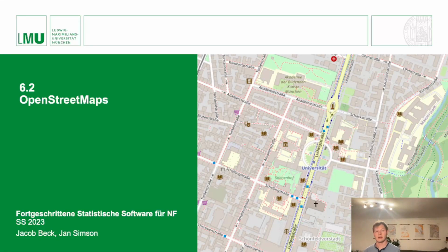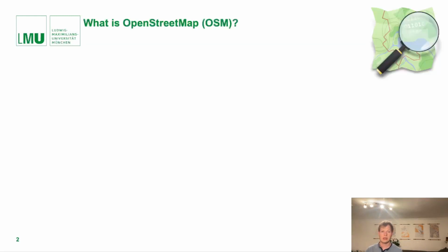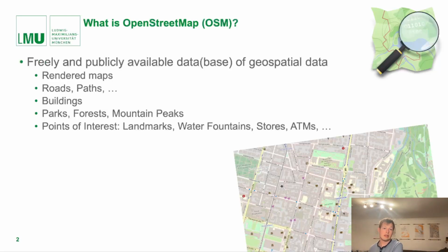For anything geographical. And so first, classically, we'll start with the question of what even is OpenStreetMaps? OpenStreetMaps is a freely and publicly available data set or database of geospatial data. It also provides full-on rendered maps, as you can see below, but also has all the information on the roads, paths, buildings, parks, forests, mountain peaks, points of interest, and much, much more. So it's like a full-on map basically, but with everything in it available and sourceable.